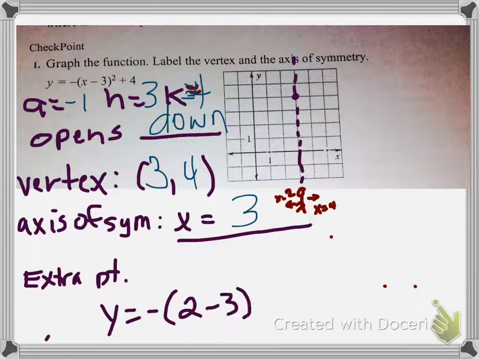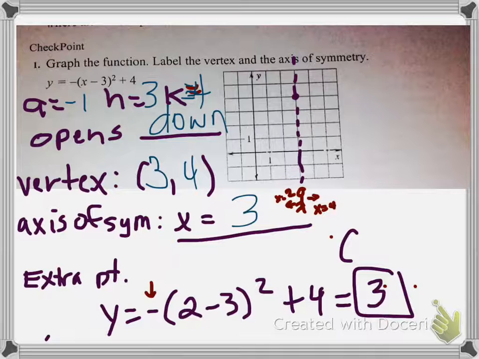So if I pick 2, I substitute it. So negative, 2 minus 3 squared, that's negative 1. Negative 1 squared is 1. 1 times the negative out here, it's a negative 1, plus 4, that would give you 3. Because I chose to use x is 2, my point's going to be 2 comma, whatever I got, which is a 3. I go ahead and graph this point at 2, 3, because it's 1 unit away from the axis of symmetry. Then I have to go 1 the other way, and that right there is enough for you to draw your parabola.